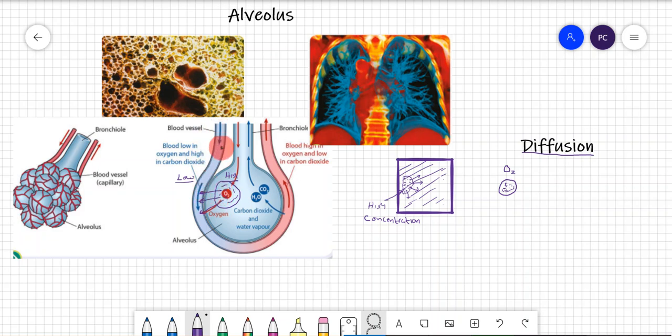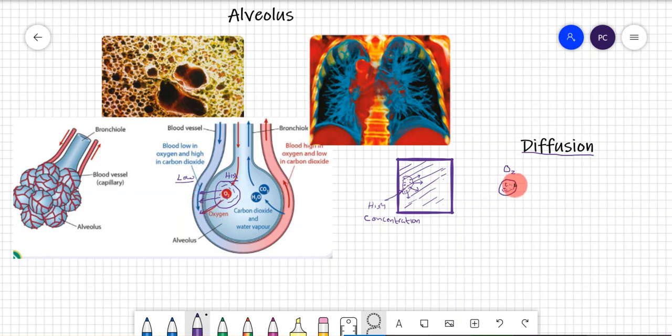So the blood, for example, that's coming from the body is going to be low. There's going to be very little oxygen in it. It's mainly going to be carbon dioxide and water vapor. So these oxygen molecules that are in a high concentration here will naturally transfer into this area of low concentration.